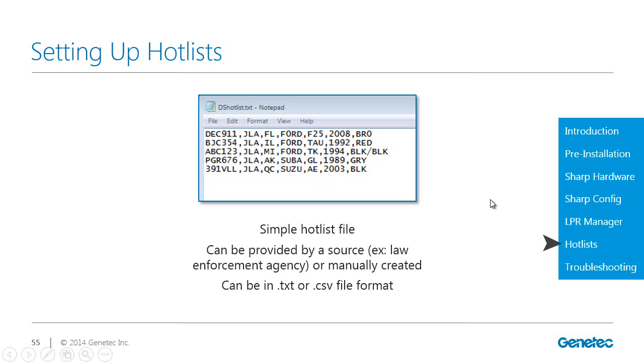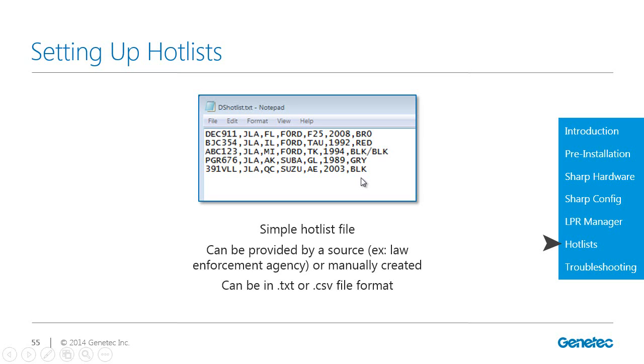As we've mentioned, hotlists are the list of plates that we're looking for. We have a sample, very small hotlist file right here. Now this is usually used for identifying plates of stolen cars, people with unpaid tickets, and things like that. But we can also use them for gate control, where a plate match means the gate will be opened.